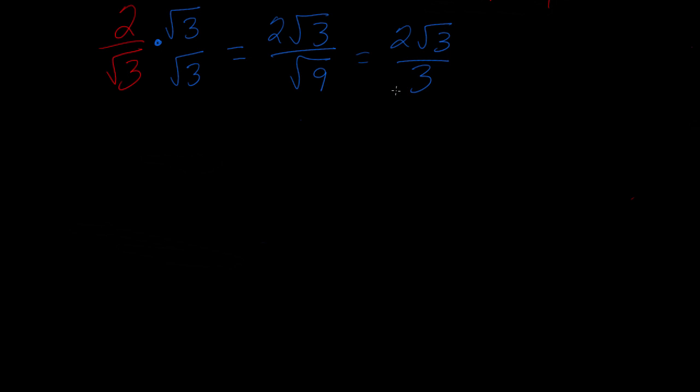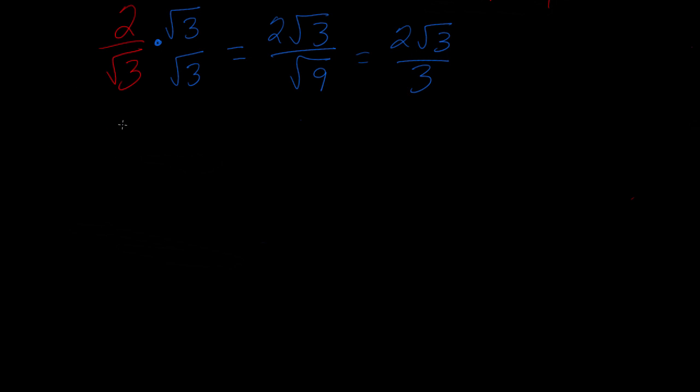Now there are some students that try to take this a little further, and they try to cancel out those 3's. You can't do that. Think of it as like terms. They're not like terms. The top one has a radical, the bottom one does not. However, if the number in front of the radical, you were able to simplify it, then that would be okay.